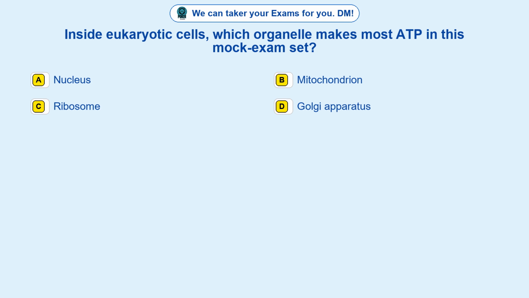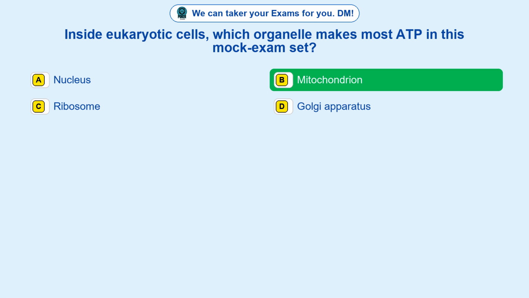Question 2. Inside eukaryotic cells, which organelle makes most ATP in this mock exam set? Option A, nucleus. Option B, mitochondrion. Option C, ribosome. Option D, Golgi apparatus. The correct answer is option B. Mitochondrion.